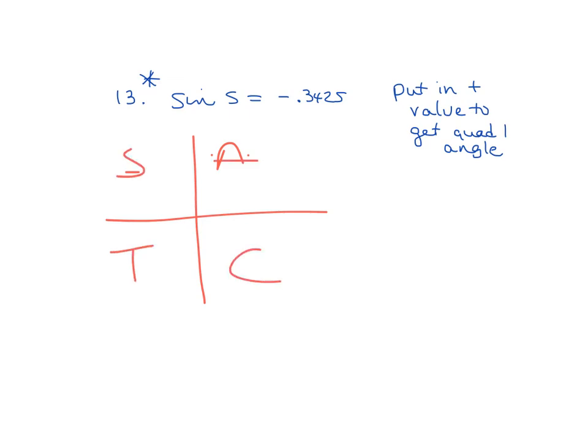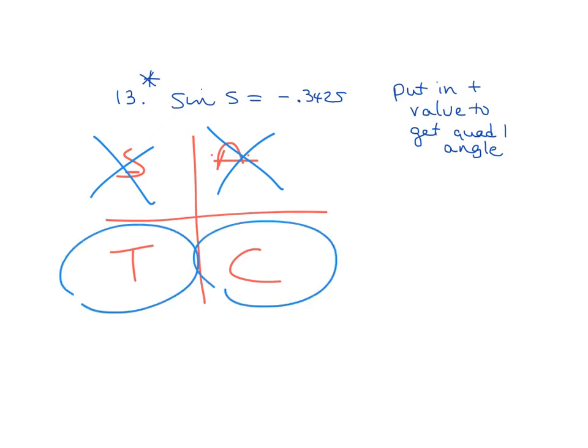So before I even do anything, all students take calculus. I need a negative sine value. So I know sine's positive here, get rid of it. It's also positive here. So my two angle measures I'm looking for are in these two quadrants. So in order to get a positive reference angle, when I go to do this, I'm going to hit second sine. But instead of putting in negative 3.3425, I'm going to put in positive.